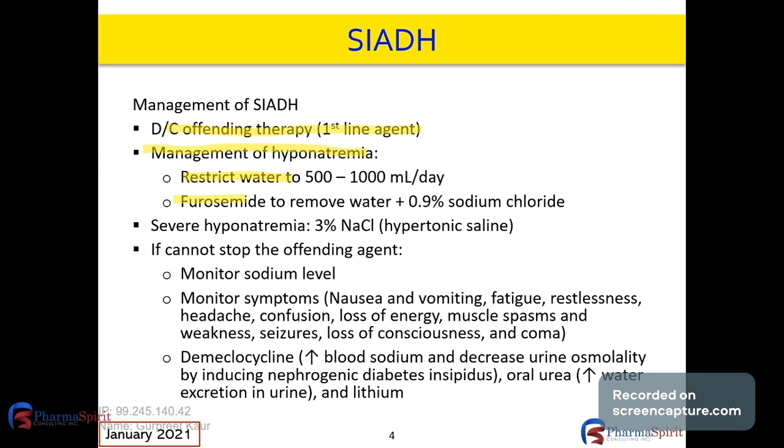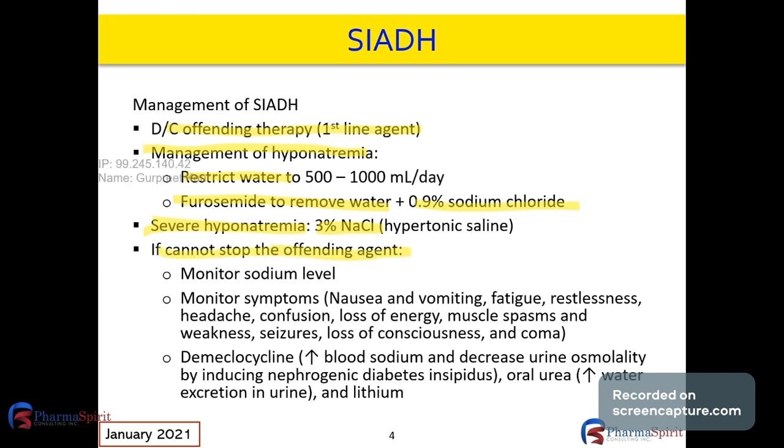We also may use furosemide to remove water plus 0.9% sodium chloride to avoid hypovolemia. If the patient has severe hyponatremia, we may try to use hypertonic saline solution 3%. So basically, what we give the patient is more sodium and less water in the 3% sodium chloride. So we're trying to put more sodium, but we put it in a higher concentration to fix the hyponatremia.